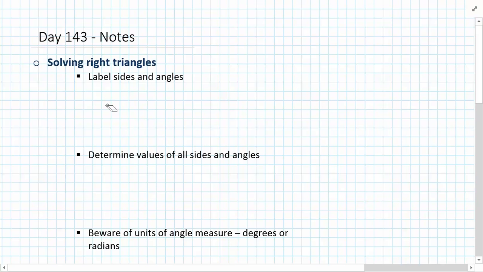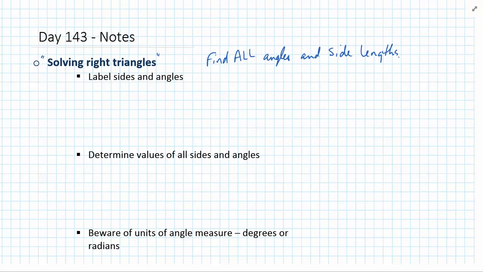Now what that means, if I ask you to solve a right triangle, is to find all angles and side lengths. And since a triangle has 3 sides and 3 angles, that means we're going to find 6 values for each triangle. Now, in order to do this, I find that it's easiest to first label the sides and angles.